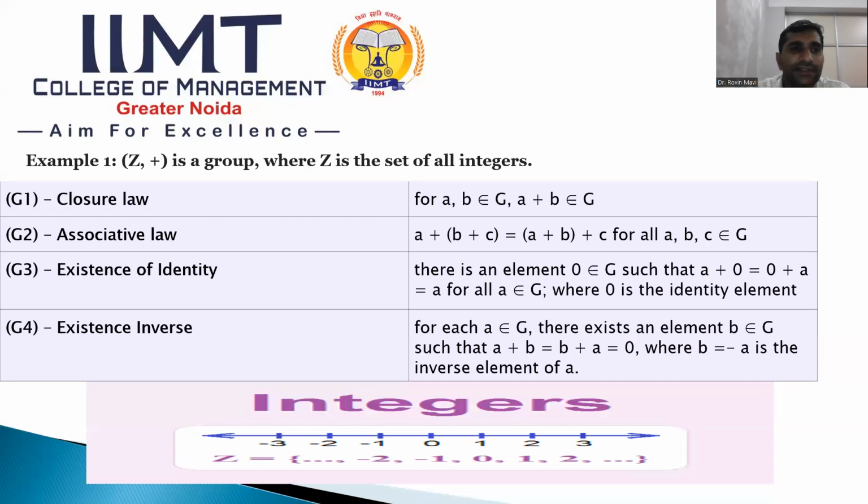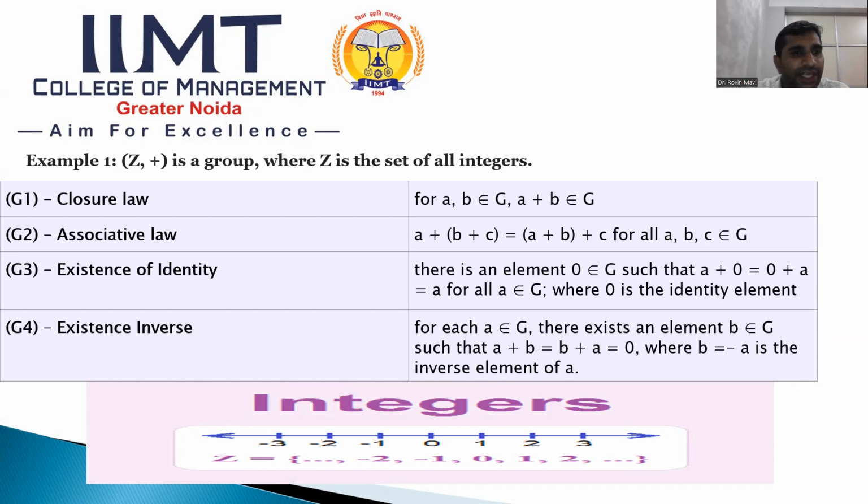For example, the set of integers under addition is a group, where Z is the set of integers. First property, closure property: for a, b belonging to G, a plus b belongs to G. For example, 1 belongs to Z and 2 belongs to Z; 1 plus 2 is equal to 3, and 3 belongs to Z.